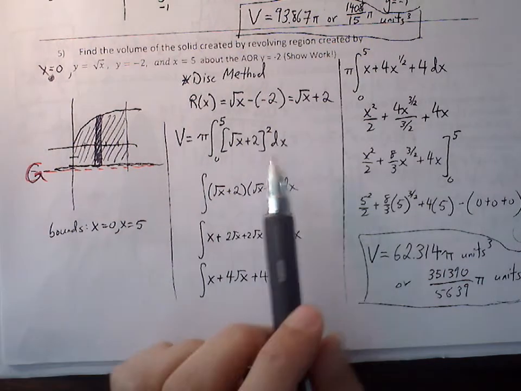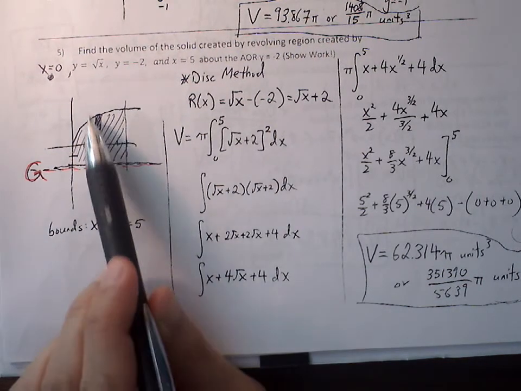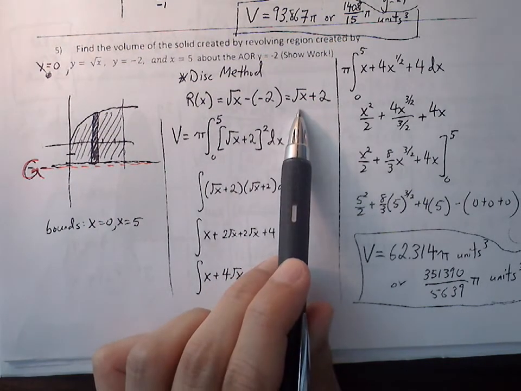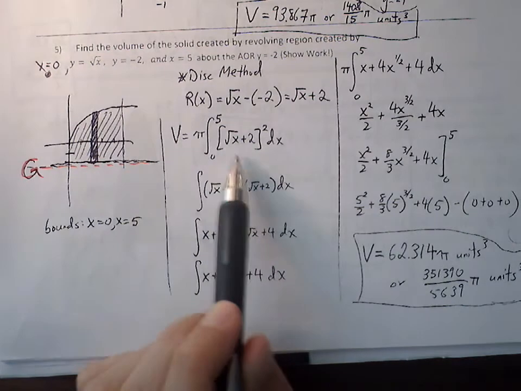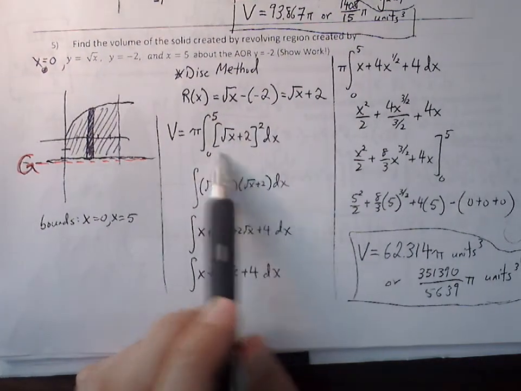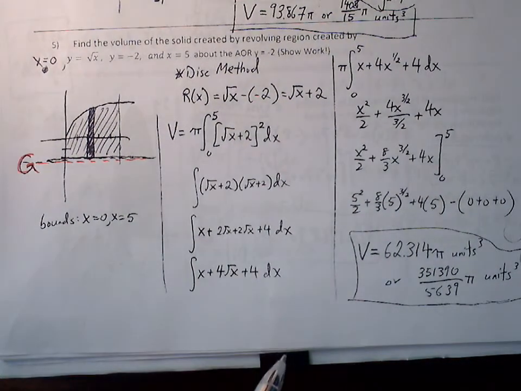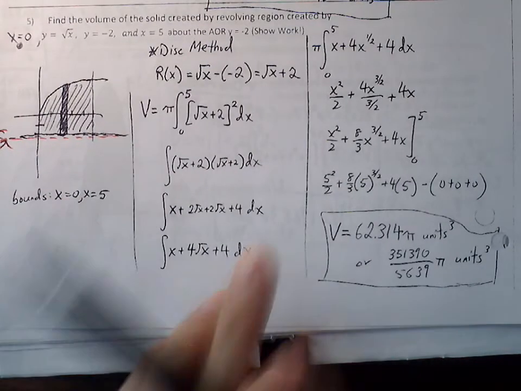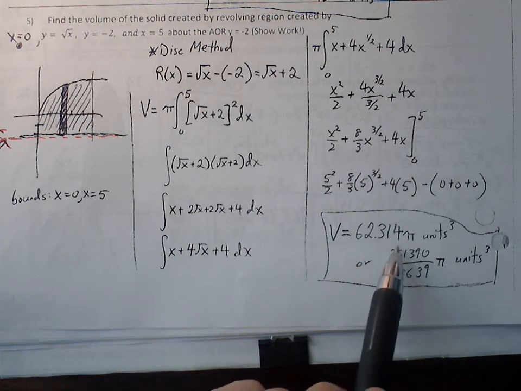And then all we need to do is find the radius. So top minus bottom, root x minus a negative 2. Two negatives become a positive. So then we have pi, big radius squared from 0 to 5. Expand, use power rule, or enter in our calculator. And we get 62.314 pi cubic units.